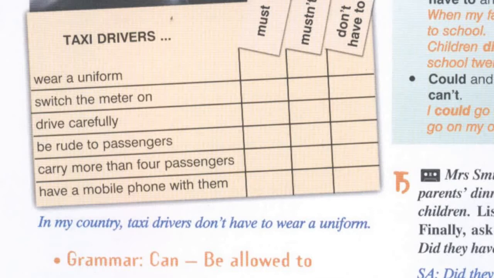Look at the example here. Wear a uniform is the first row, and you probably could say, in my country, taxi drivers don't have to wear a uniform. Okay, just remember, when it comes to writing, you have to follow the full sentences and correct writing rules. In the previous test you gave, you mixed writing and speaking together. So remember, in speaking, you're allowed to have contractions, short forms, but in writing, you have to do the full sentences.